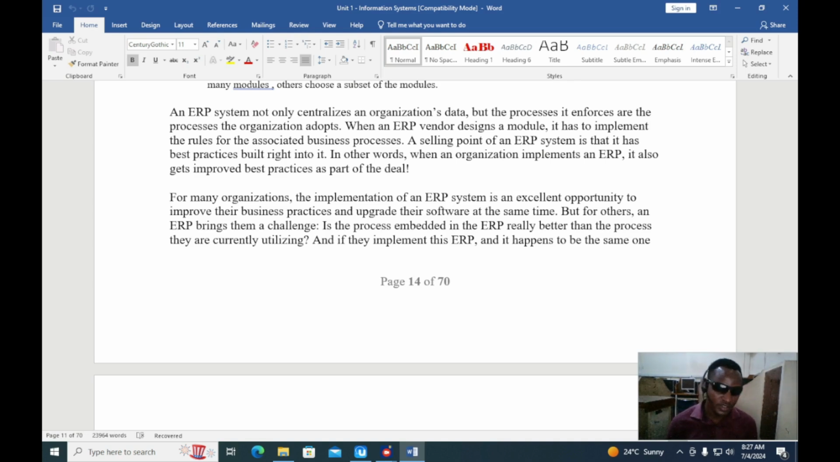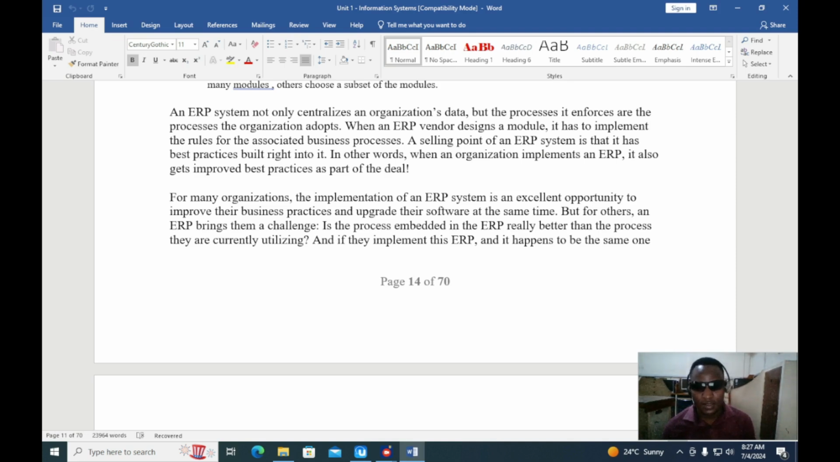So if you look at, for example, the selling point of an ERP, you will realize that it has the best practices that are built into it. This is to say that if we have an organization that is implementing an ERP, it also gets some improvement in terms of the best practices of that particular process. So many organizations implement ERPs as an opportunity that excellently improves their business practices, and they also upgrade their software at that same time.